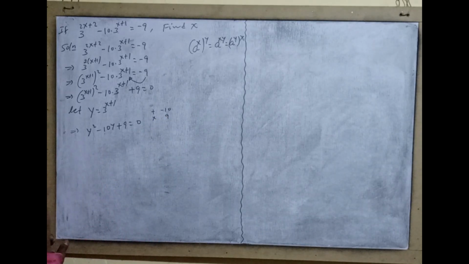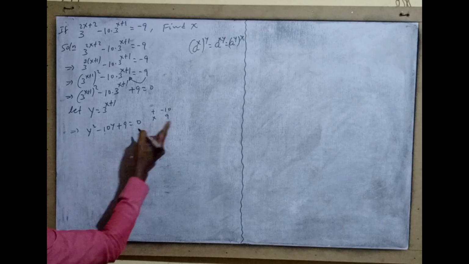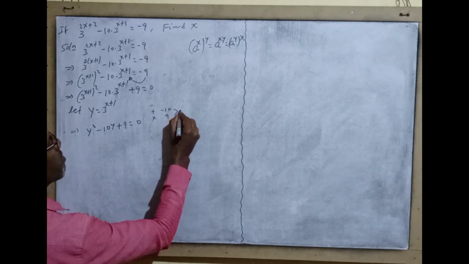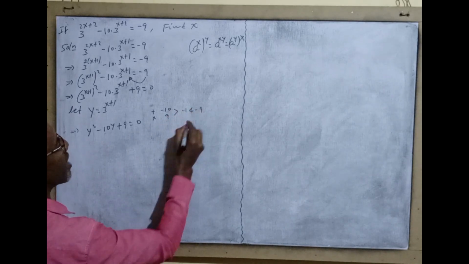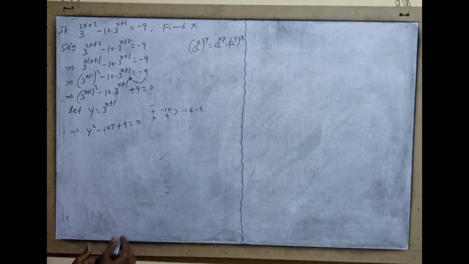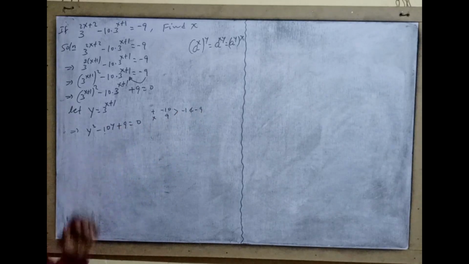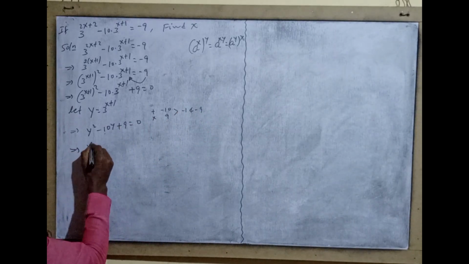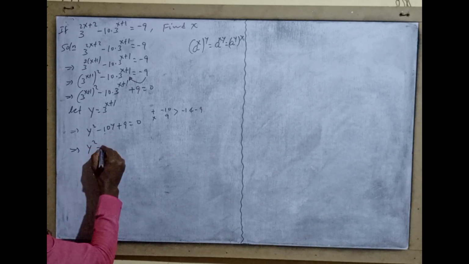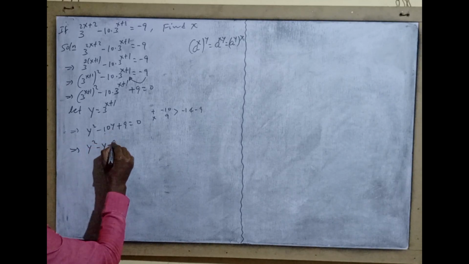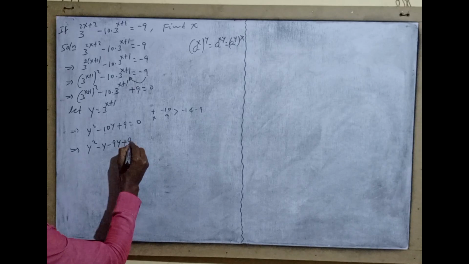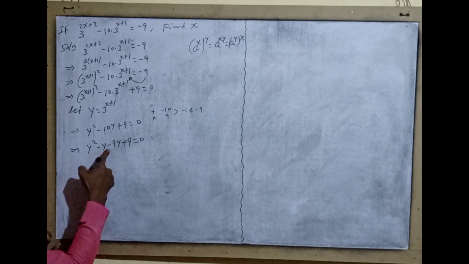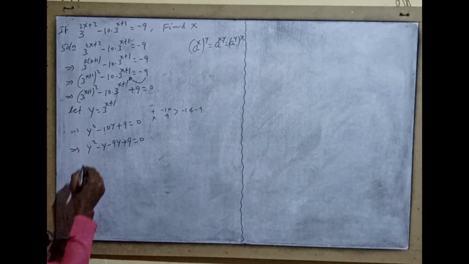The two numbers are -1 and -9. When we add -1 and -9, we have -10, and when we multiply -1 and -9, we get positive 9. Therefore, this is equal to y^2 - y - 9y + 9 = 0. Minus y minus 9y means -10y.